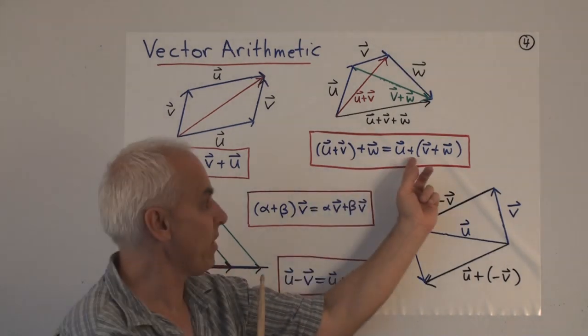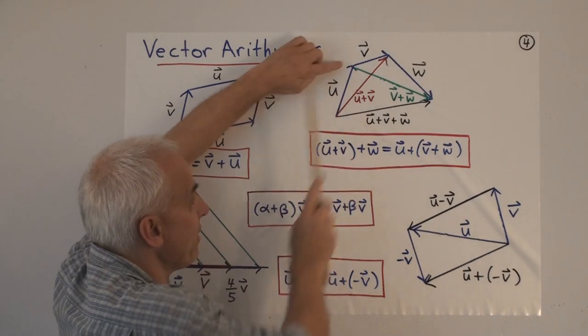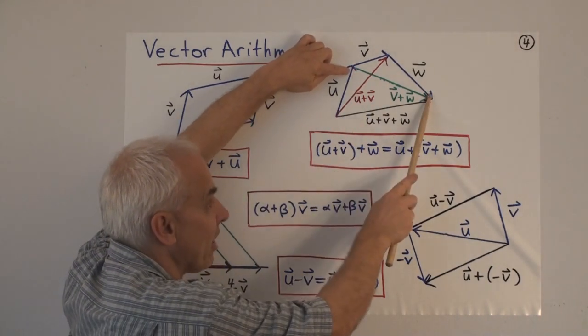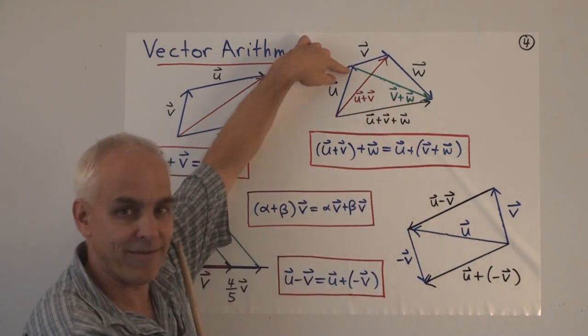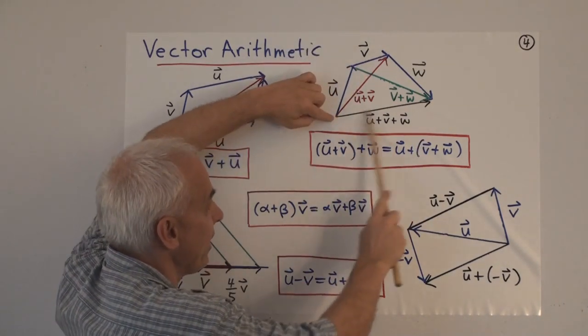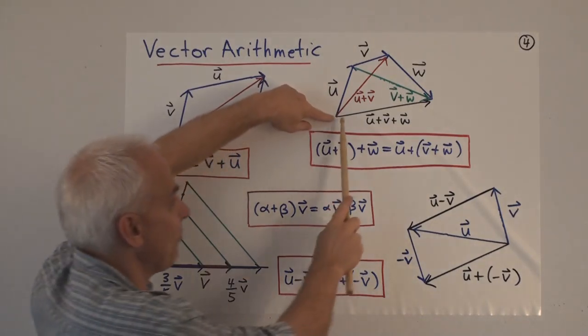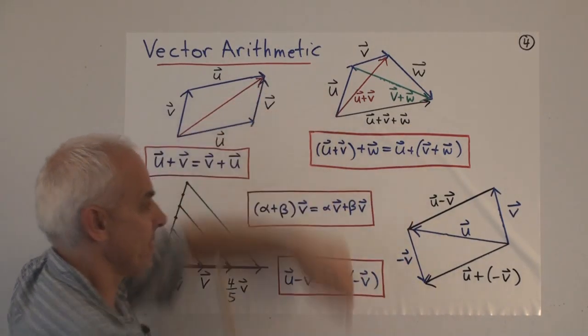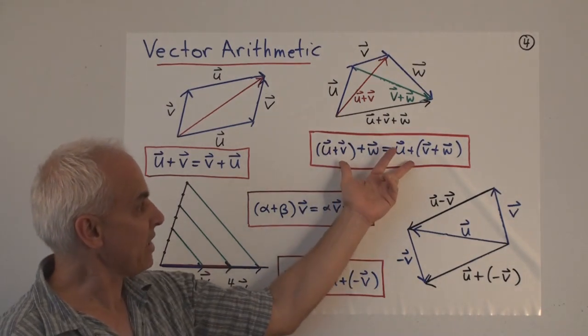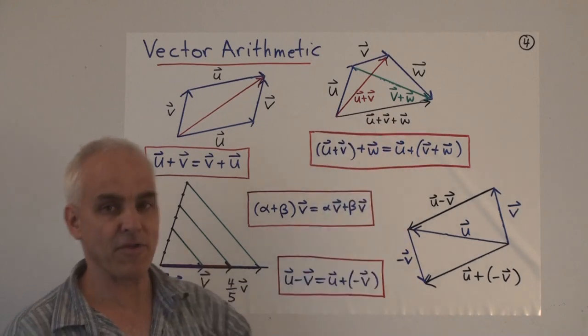On the other hand, u plus v plus w is first u and then v plus w, which we've established is this green one. So again, we're going u plus this vector, and the combination that results is u plus v plus w, this black one here. Okay, so these two are the same, and because they're the same, we can just write u plus v plus w, and we don't have to worry about where the brackets go.